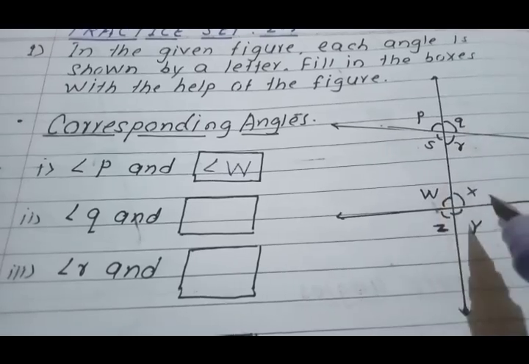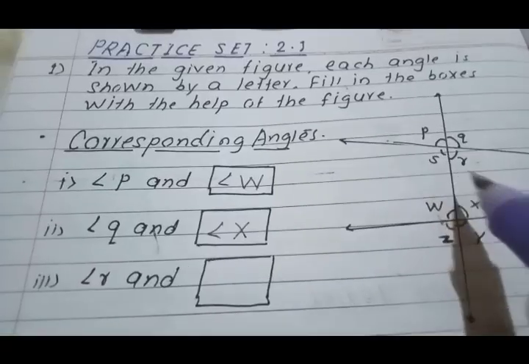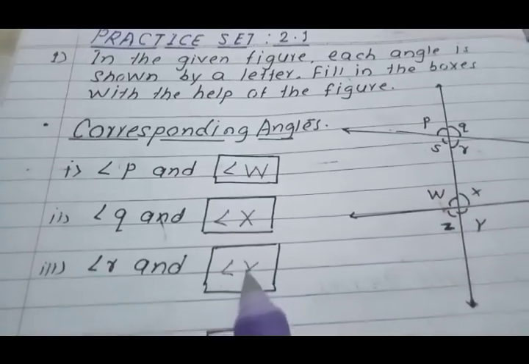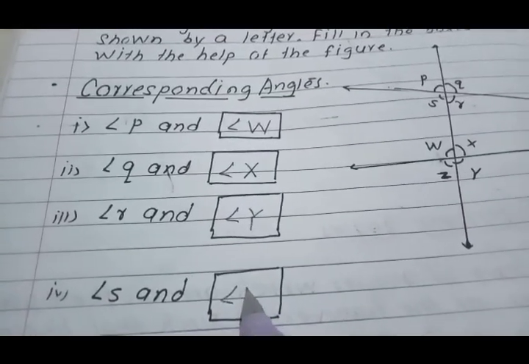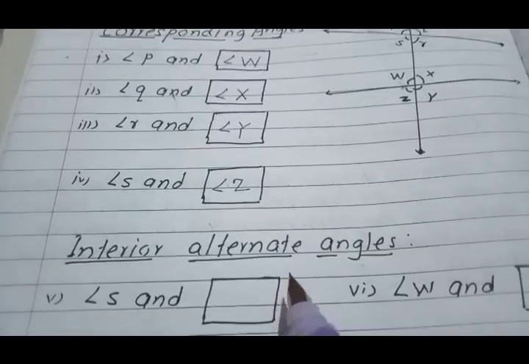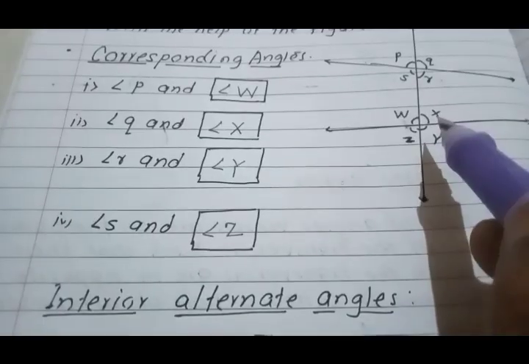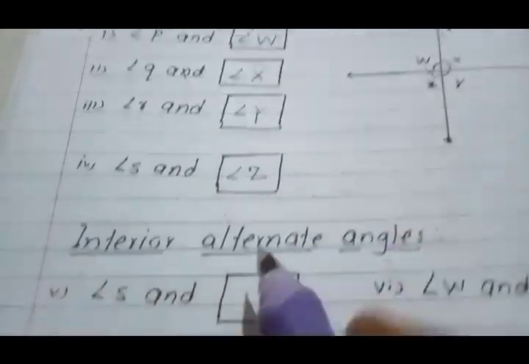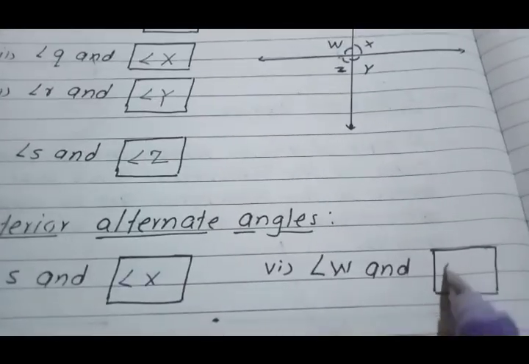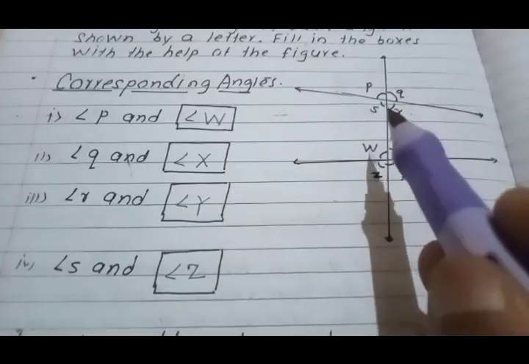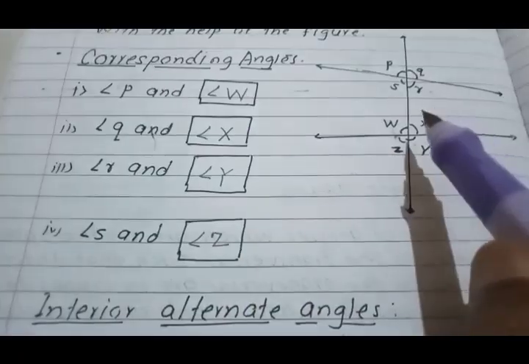Then angle Q corresponds to angle X. Then angle R corresponds to angle Y. Then angle S corresponds to angle Z. Then interior alternate angles: angle S, here alternate is angle X, S is opposite X. Then W is opposite angle R. Angle S is opposite X, angle W is opposite R. These are alternate angles and these are corresponding angles.